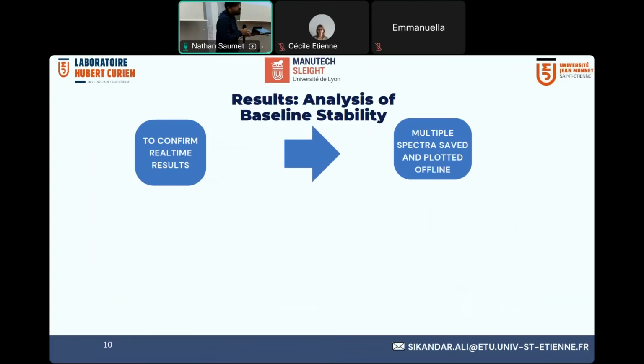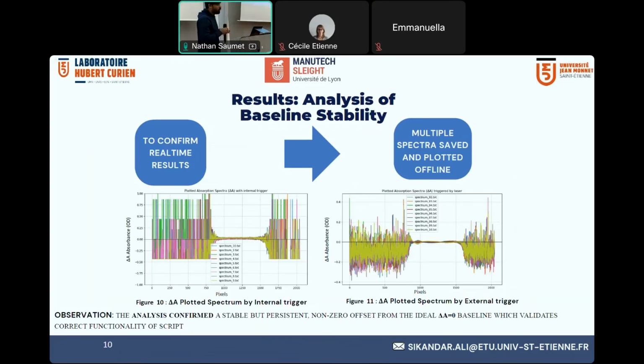To validate our results, we saved multiple datasets in the offline mode using the internal trigger mode, in which the detector actually triggers the measurement, and also the external trigger mode, through which our laser was triggering the measurement, and we got similar results, which validates our script.